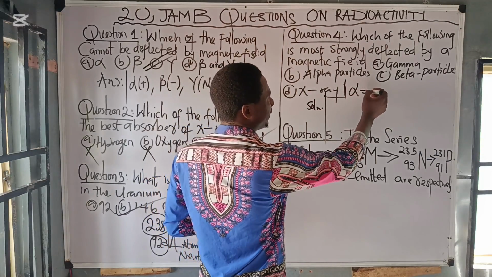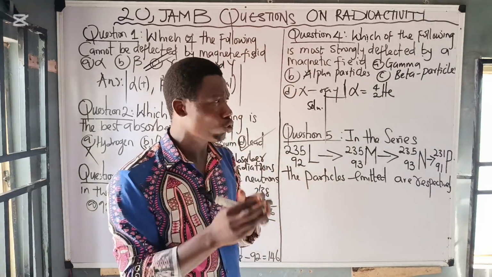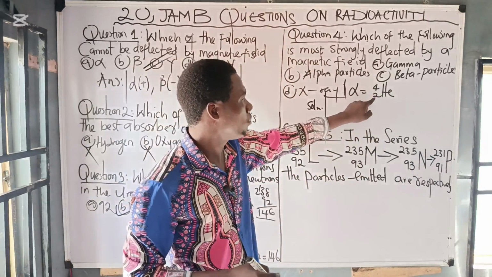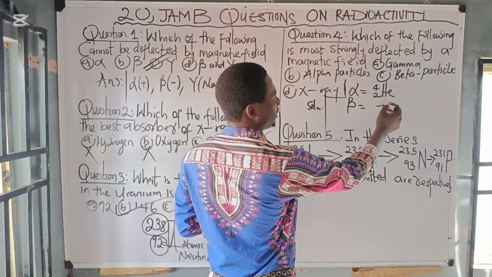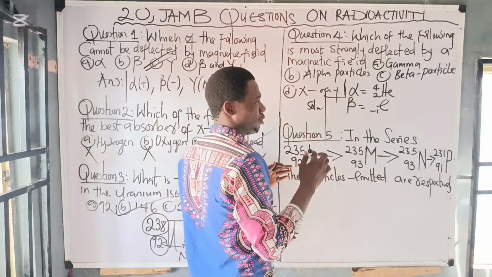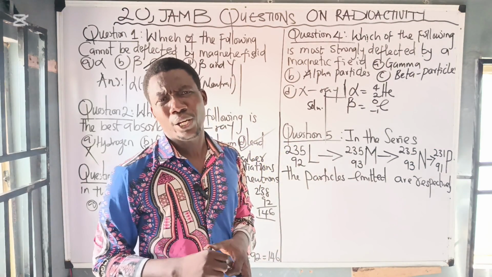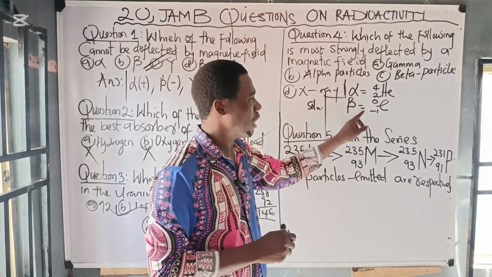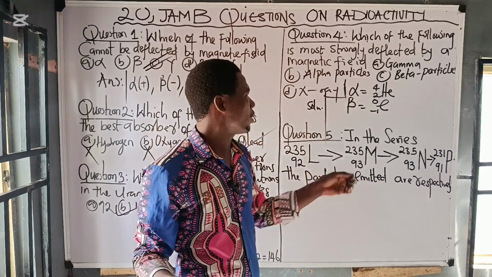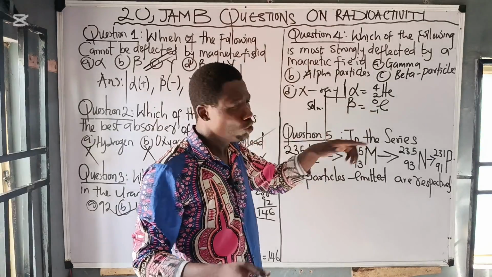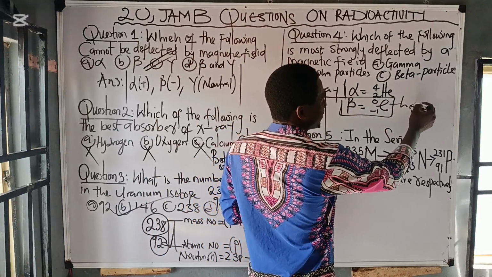Alpha, which is deflected, is like this. Alpha has a mass number of 4, an atomic number of 2. Beta, which is also deflected, is like this. An atomic number of -1, a mass number of 0. So let me ask you a simple question. Between alpha and beta, which one do you think is highly massive? Which one is heavier? Of course, from the look of their symbols, you will discover that beta is the lightest among them.